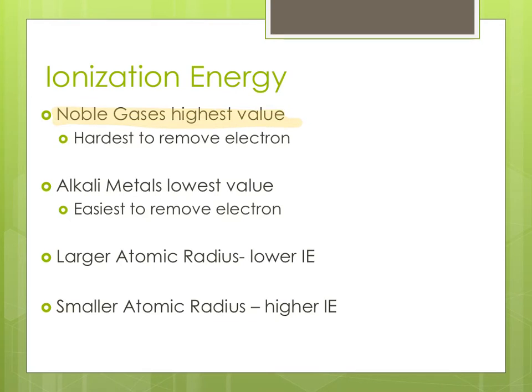Noble gases are stable. They have a full valence shell, and so it's hardest to remove those electrons. The alkali metals are going to have the lowest ionization energy. We know that the alkali metals have only one valence electron, and so it's easier to remove that valence electron because the atom doesn't hold on to it as tight. It wants to get rid of it so that it has a full valence shell.